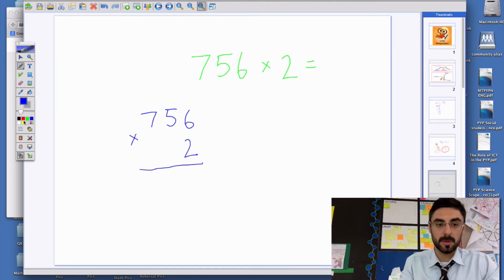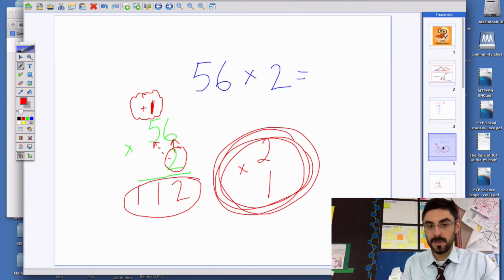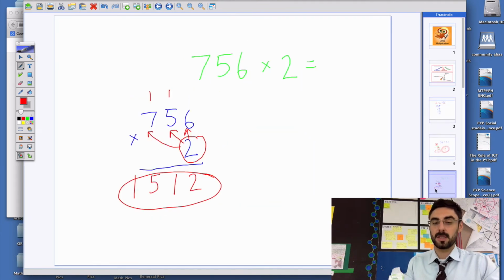So step number 1, I'm going to take this 2, and I'm going to multiply it into the 6 first. 2 times 6 is 12. 2 goes here, 1 goes up here. Now I'm going to take this 2, multiply it into the 5. 2 times 5 is 10, plus 1 is 11. But I'll write the 1 here now, 11. And now I'm going to multiply this 2 into the 7. 2 times 7 is 14, plus 1 is 15. 5 goes here, 1 goes here. This is now my answer, okay? But do you see how easy it is? Here's what happened. 6 times 2, 56 times 2, 756 times 2.